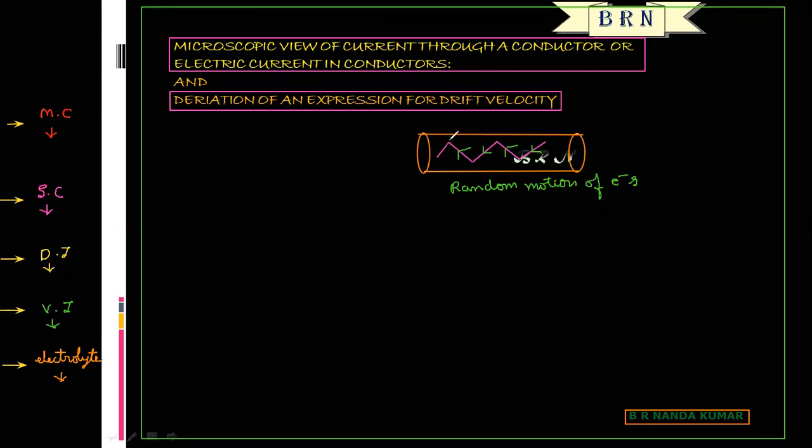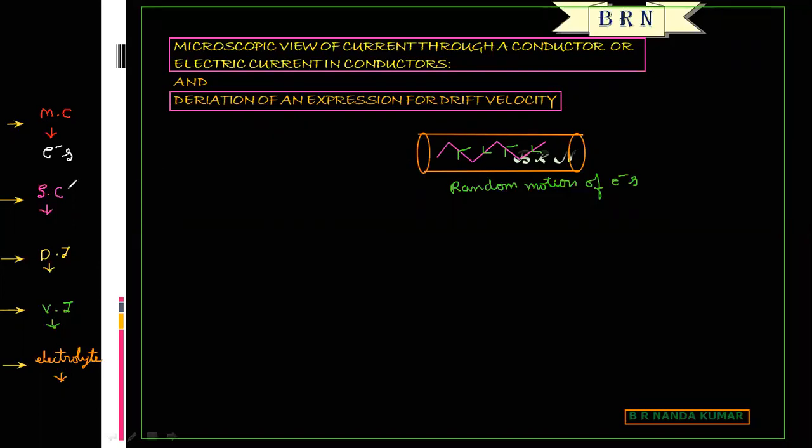This point is very important. The charge carriers in a metallic conductor are electrons. That means current in a metallic conductor is constituted by the flow of electrons.